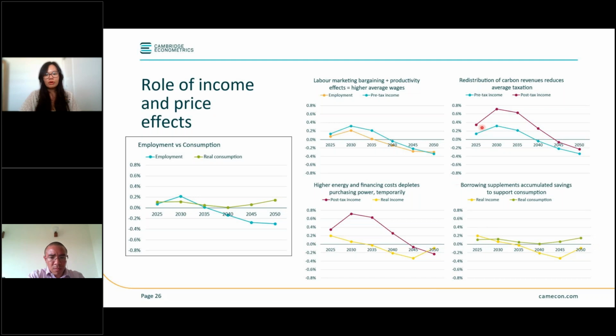So overall, that's the story behind what we start off with as quite a strange effect, but essentially it comes down to the way that carbon revenues are recycled, which is a scenario design element, and also the role of inflation and different sources of financing in the model, which is more related to model logic.